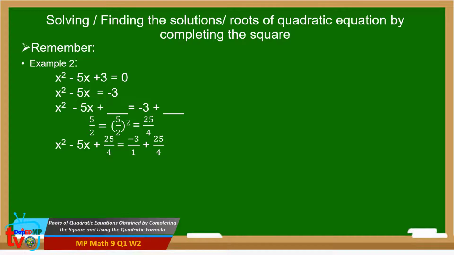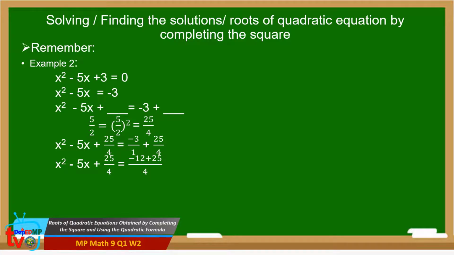We have x squared minus 5x plus 25 over 4 is equal to negative 3 all over 1 plus 25 over 4. Next, we simplify the right side. We cross multiply negative 3 and 4 is negative 12. Then, cross multiply 25 and 1 is 25.